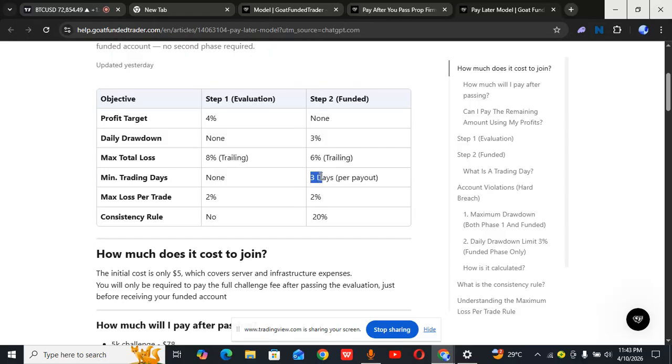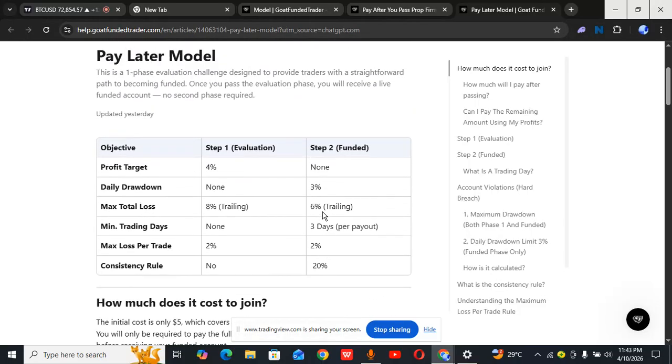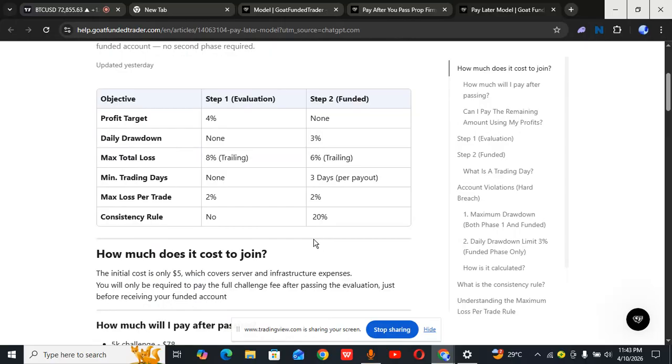Most people don't understand this yet. So, for a day to be counted as a trading day, you need to make at least 0.5% of that particular account. So let's say, for example, you get a 10K account, you should at least make $50 or more for that day to be counted as a trading day. So you need three of those, and it is per payout.